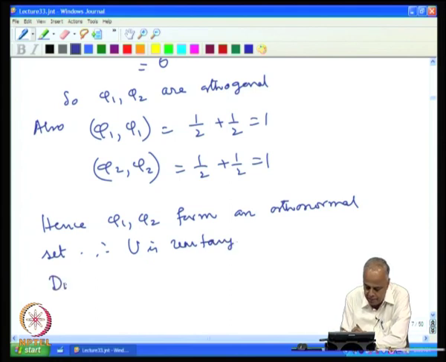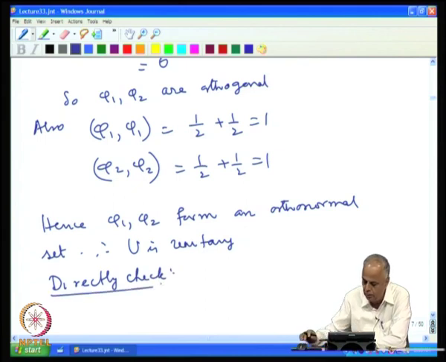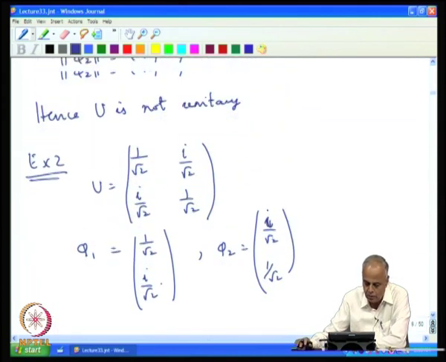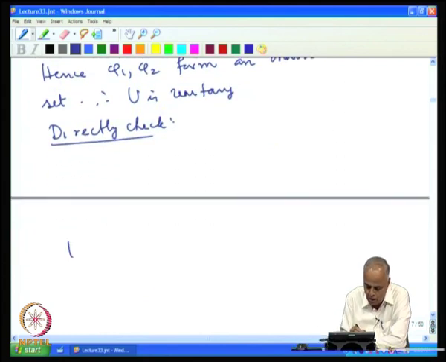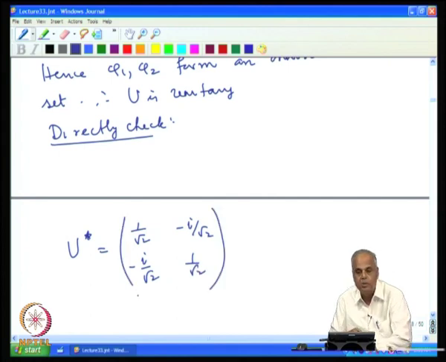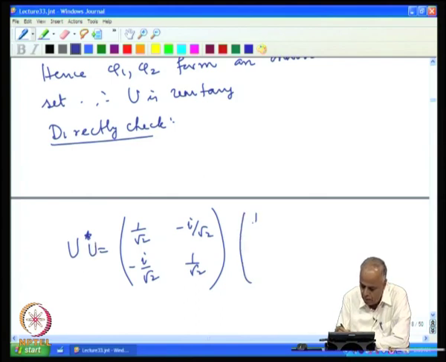We can directly check this fact by calculating U star U. What is U? It is 1 by root 2, i by root 2, i by root 2, 1 by root 2. So U star, which is the transpose and then conjugate, will be 1 by root 2, minus i by root 2, minus i by root 2, 1 by root 2, times U, which is 1 by root 2, i by root 2, i by root 2, 1 by root 2.